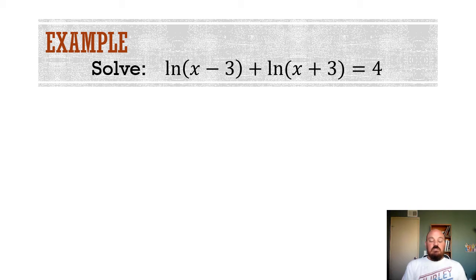All right, so what we have is a natural log question here. There are 2 separate natural logs. We have natural log of x minus 3 plus natural log of x plus 3, but then it equals 4. So you got that extra term there. If it equaled 0, then we could separate and it would be more like the question we just did before, but not this one. So this one right here, we got that third term.